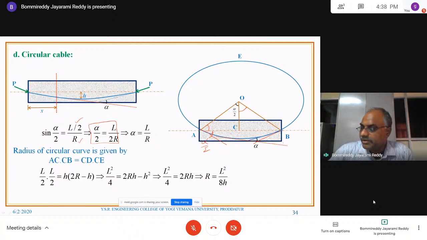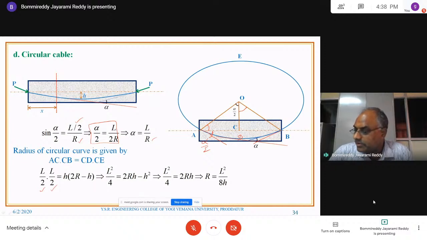And for a given cable, how to calculate the radius of the circle? You know, by the rule of chords, AC multiplied by CB equals CD multiplied by CE, the vertical distance. You call this point D. What are AC and CB? It is L by 2 because it is half of the span.